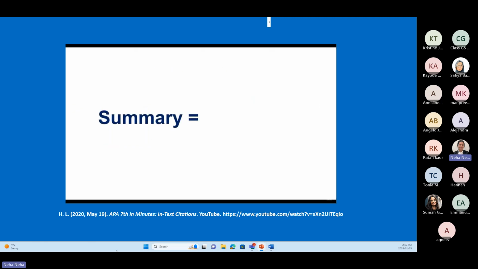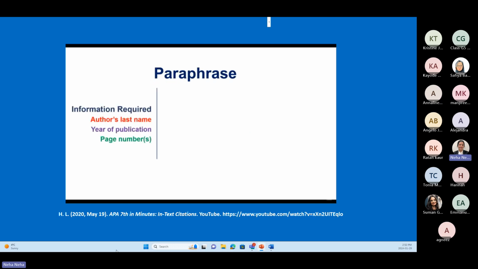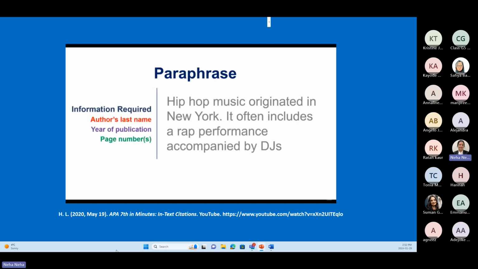If you summarize an author's ideas using your own words, this is a paraphrase. A paraphrase still requires an in-text citation. When paraphrasing, you do not include quotation marks. Following a paraphrase, begin your in-text citation with the author's last name, comma, the year of publication, then surround in parentheses. Always place your period after your in-text citation. It's important to note that page numbers are not necessary when paraphrasing.